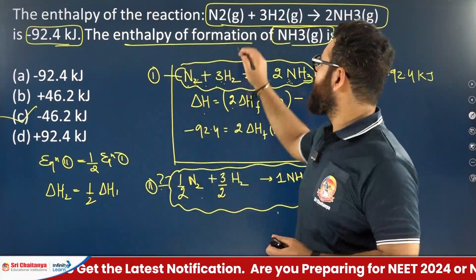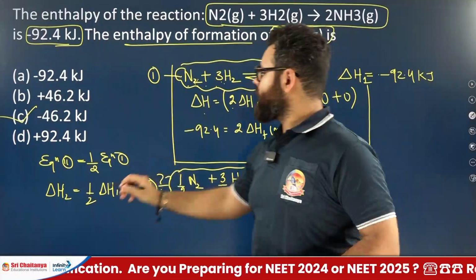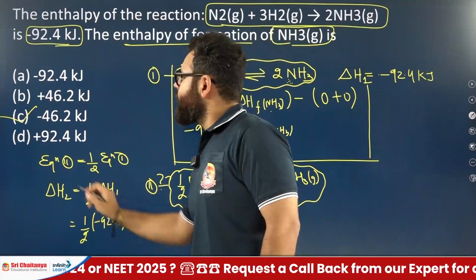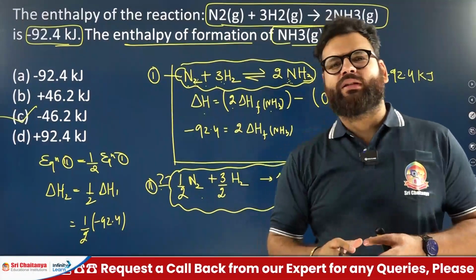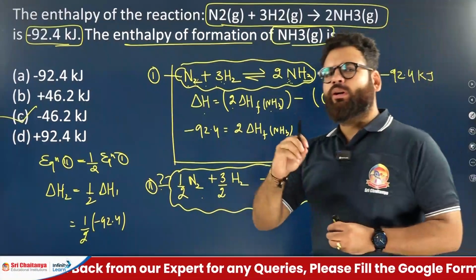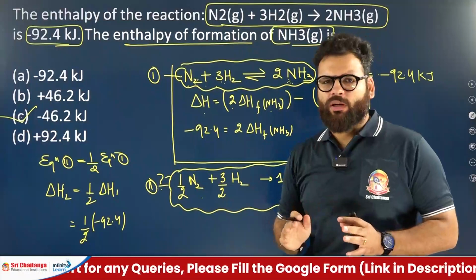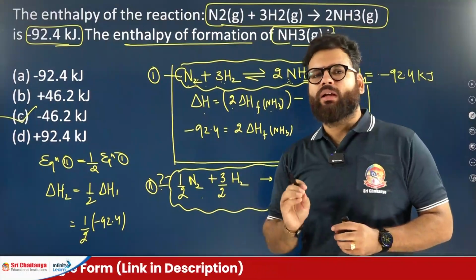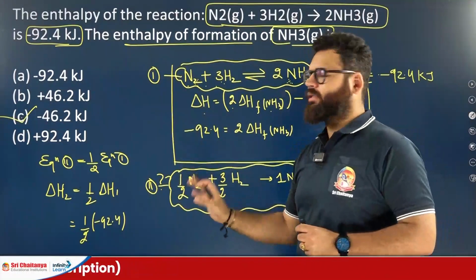I'll just put the value. Delta H of equation 1 is given, minus 92. So half of minus 92.4, which is nothing but 46. I would suggest whichever question comes, you do it by Hess law. Forget about any formula, combustion formula, hydrogenation formula. No formula you have to learn. Just use your Hess law.